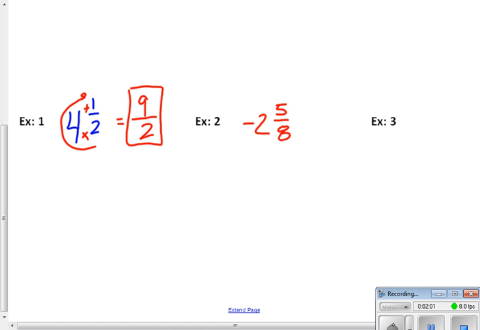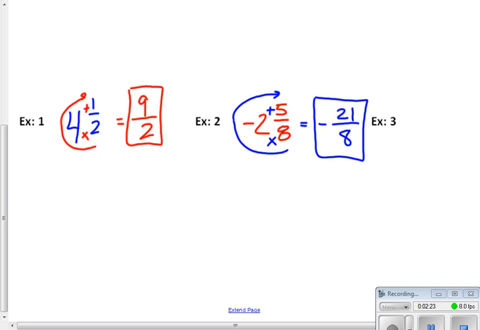Example 2, -2 5/8. Again, multiply denominator by the whole number. I'm just going to move my negative sign out right away. So I have 8 times 2 is 16. 16 plus 5 is 21 over 8. Denominator stays the same. Let's give example 3 a shot here.